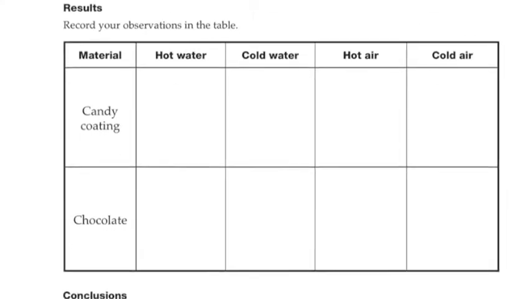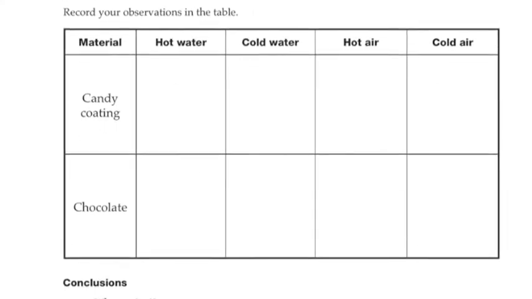Now, let's look at page 113, where you write down your results and the conclusions for questions 1 and 2 in your lab notebook. Page 113, Dissolve or Melt. Results. Record your observation in the table below. Let's look at the table.